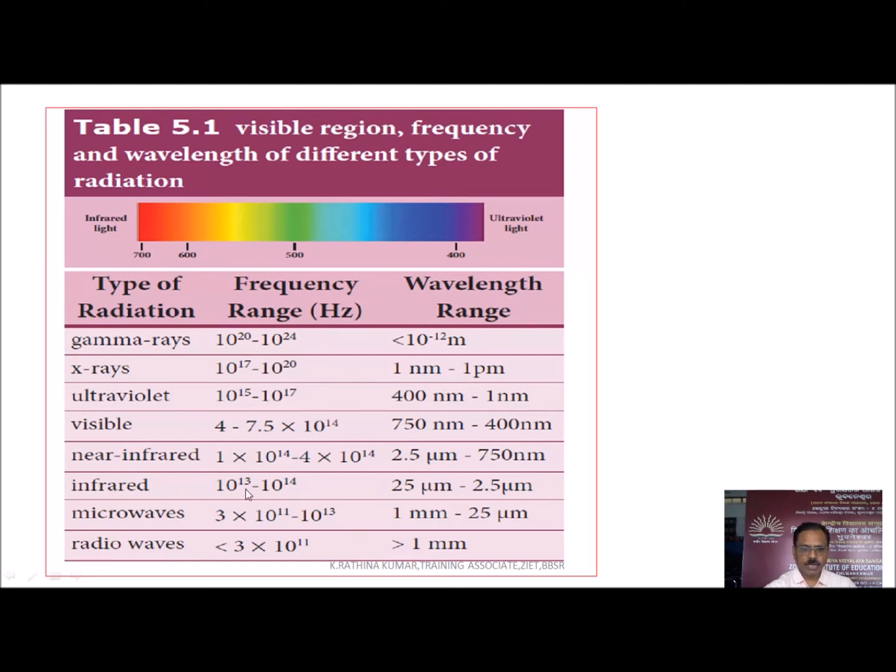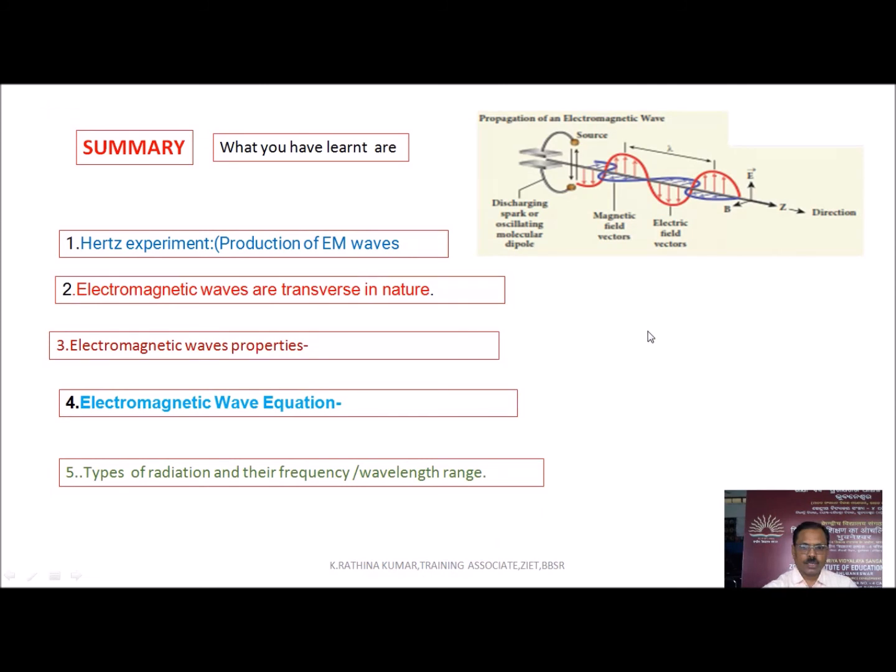And in case of infrared, frequency is 10 power 13 to 10 power 14 and wavelength range 25 micrometer to 2.5 micrometer. And microwaves, 3 times 10 power 11 to 10 to the power 13 in frequency and 1 millimeter to 25 micrometer. Radio waves have frequency less than 3 times 10 power 11 and the wavelength range is above 1 millimeter.